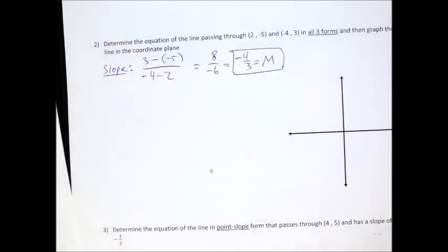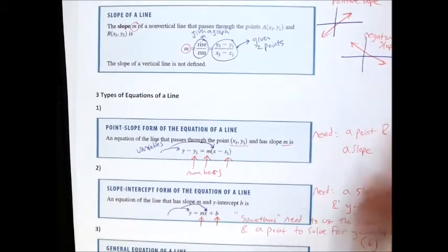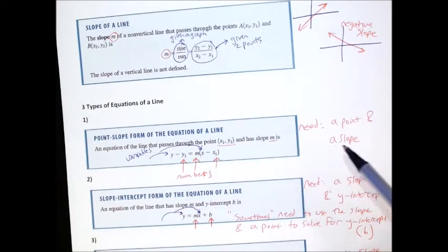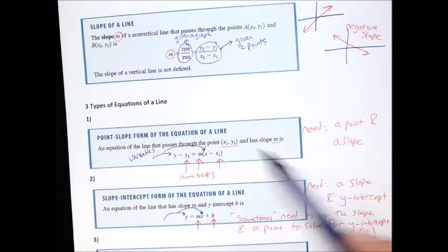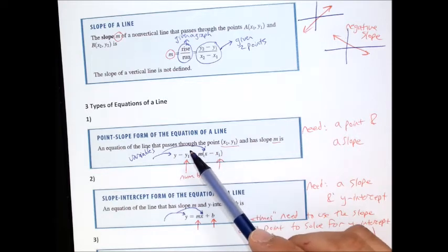Is that okay? And so now we just want to start writing the equation. So for example, I'm going to start with point slope. So point slope, we need a point and a slope. We have both those things. And so I'm going to use this equation, y minus y1 equals m times x minus x1.